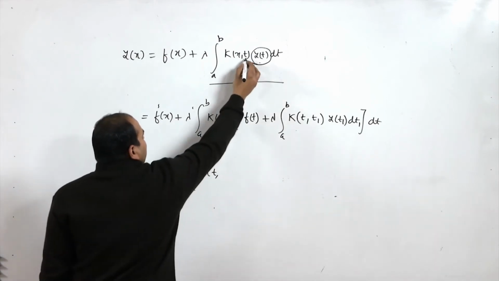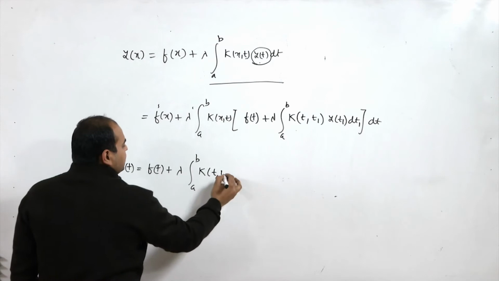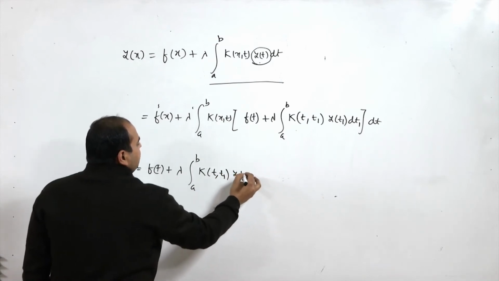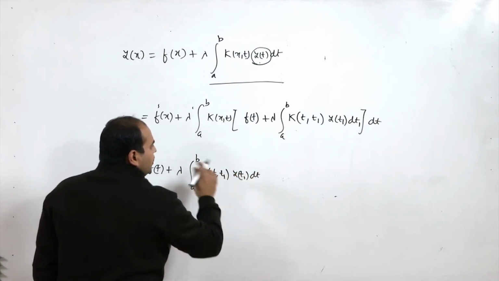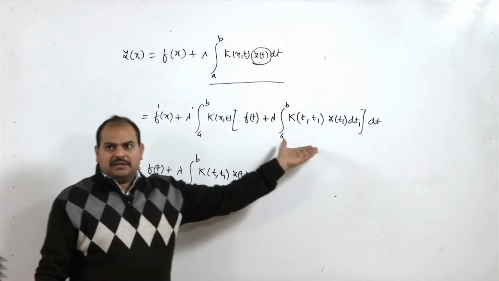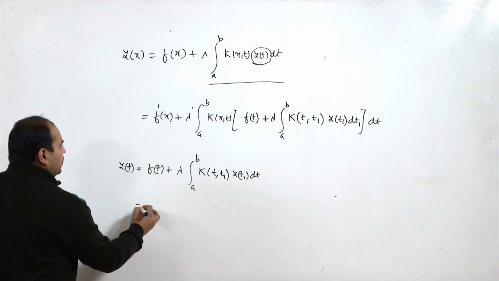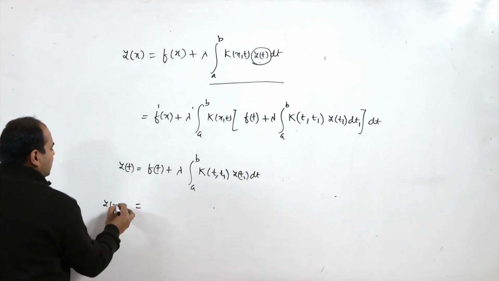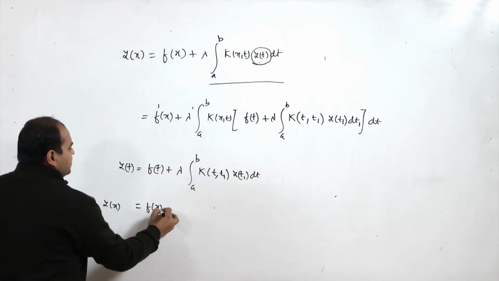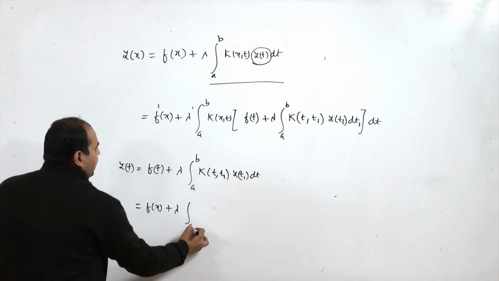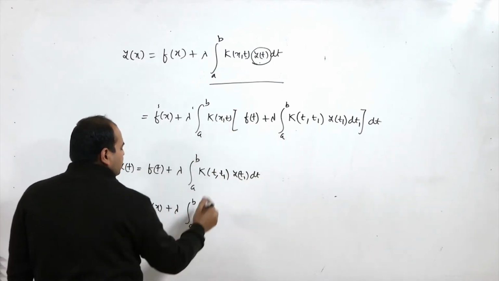So this integration variable, I am writing as t1, y of t1 and dt. Okay, so it means I can write it like this, and if you simplify this further, you will get what? This is what y of x is given as: f of x plus lambda times integral a to b. I am just multiplying this, so it is what?